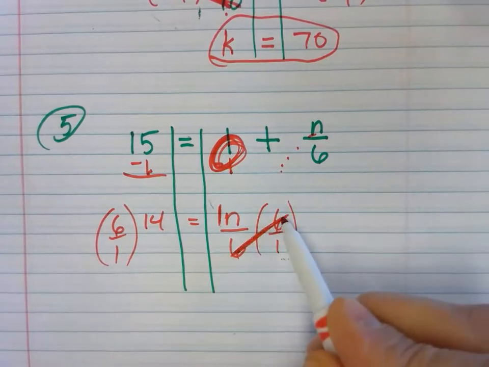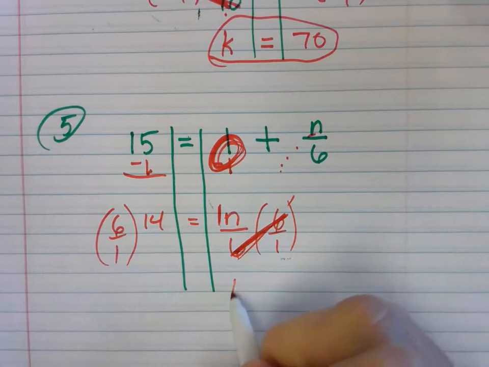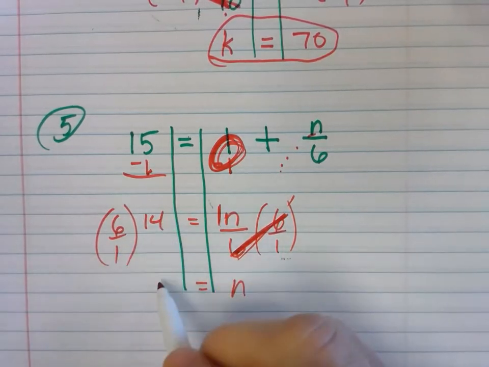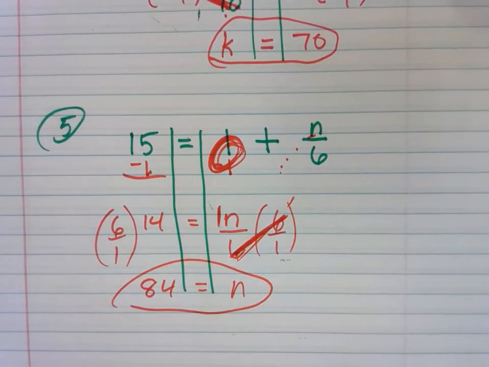These 6's cancel out. 6 divided by 6 is 1, so that cancels out. 6 times 14, that would be what n is equal to. 6 times 4 is 24, and 6 times 10 is 60, so I believe that's 84. So n equals 84.